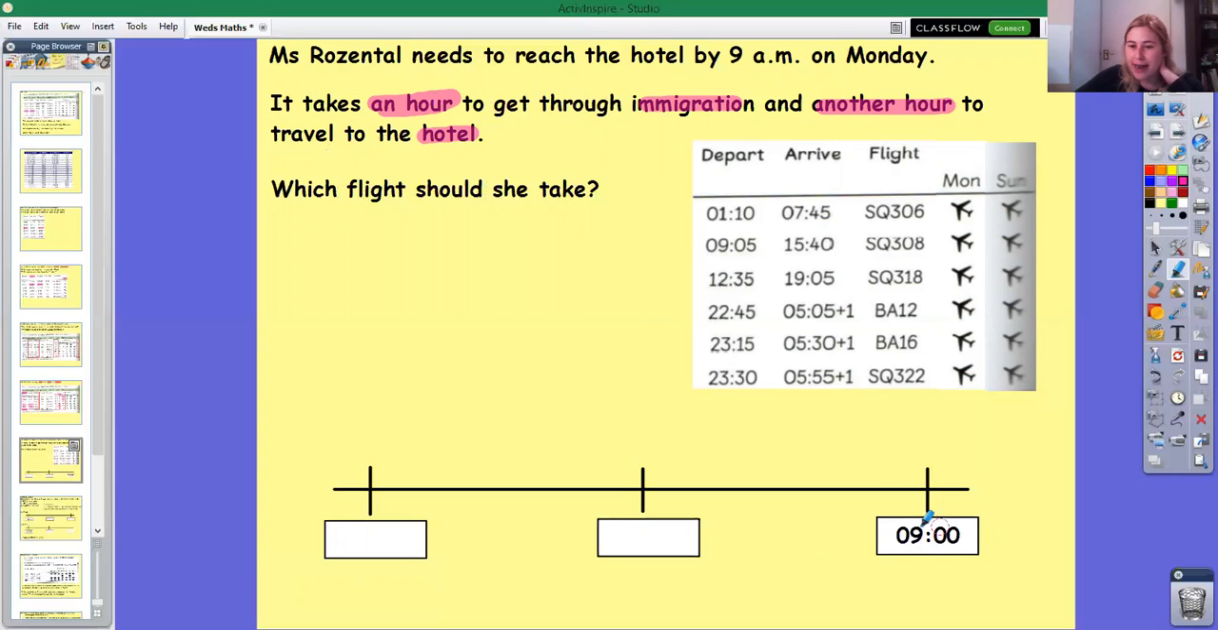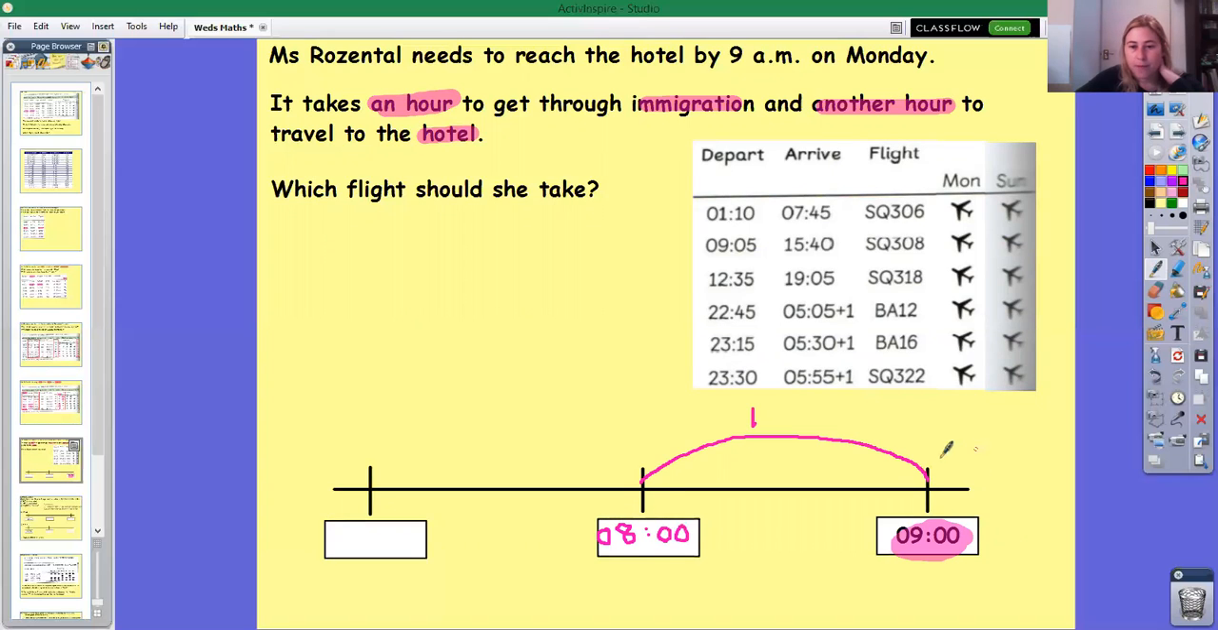So in order to make sure I get to my hotel on time at 9 o'clock, I'm going to think about a number line. So if I work backwards from wanting to be at the hotel, I know it takes an hour to travel to the hotel from the airport. So that's 1 hour. I'm just going to put a 1 there. So I would need to leave the airport an hour before. So that would be at 8 in the morning.